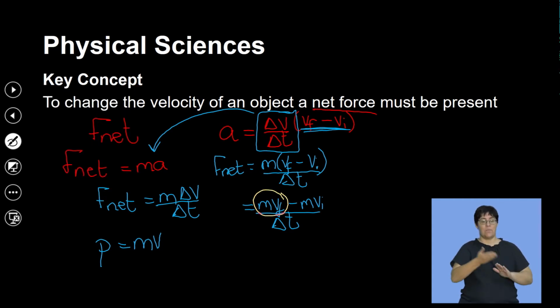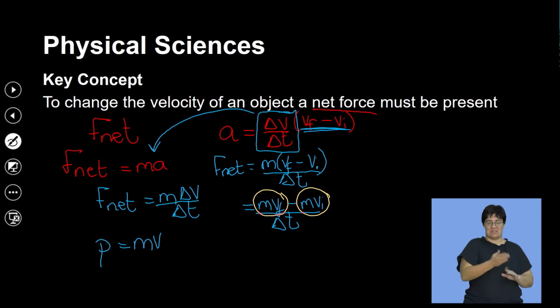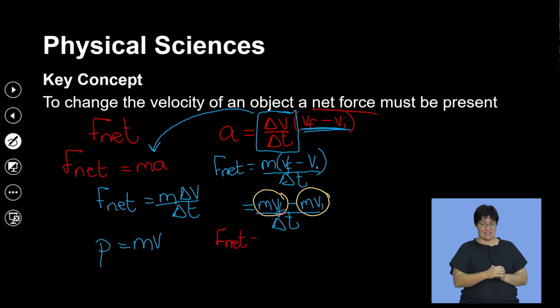That's a momentum, and that's a momentum. But it's momentum at a specific point. That would be the final momentum, the momentum after the velocity's changed, and that would be an initial momentum. So actually, I could write this again as being F net equal final momentum minus initial momentum over delta T. So my net force would be equal to a change in momentum divided by time.